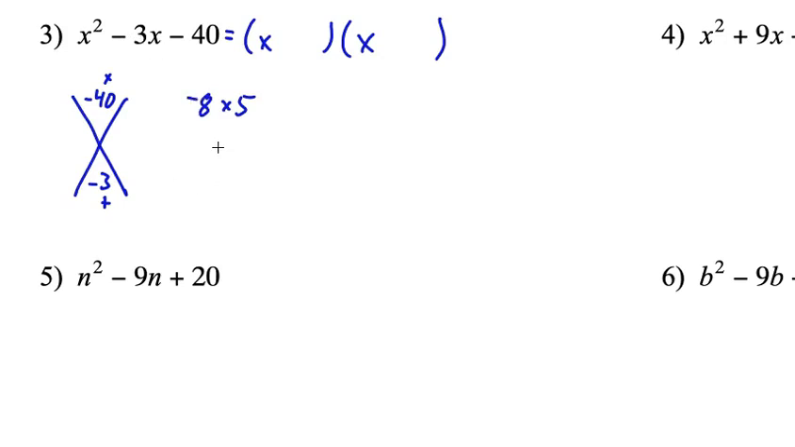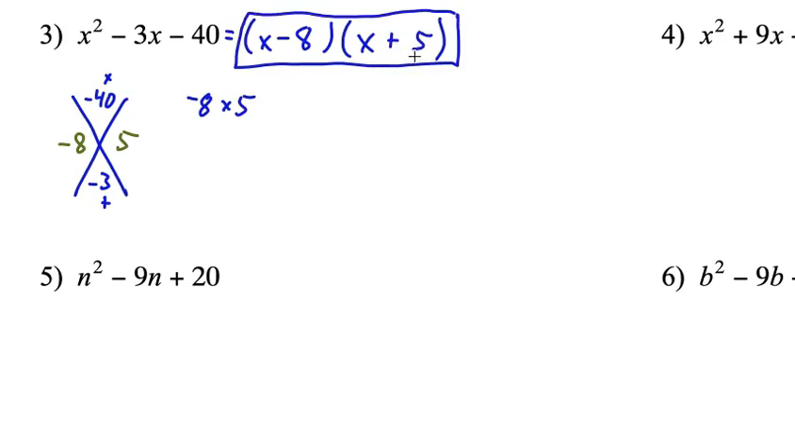Okay, so let's take a look here. Well, negative 8 times 5 does equal negative 40. And when we add these two numbers together, we get negative 3. So these are the two numbers that we need. Now, this little X diagram, some people call it a diamond problem, is not the answer. It's just a tool to help us organize our thoughts so that we can get our factors. All right, so our two factors are x minus 8 times x plus 5. And don't forget, when we're factoring, we are just unmultiplying.